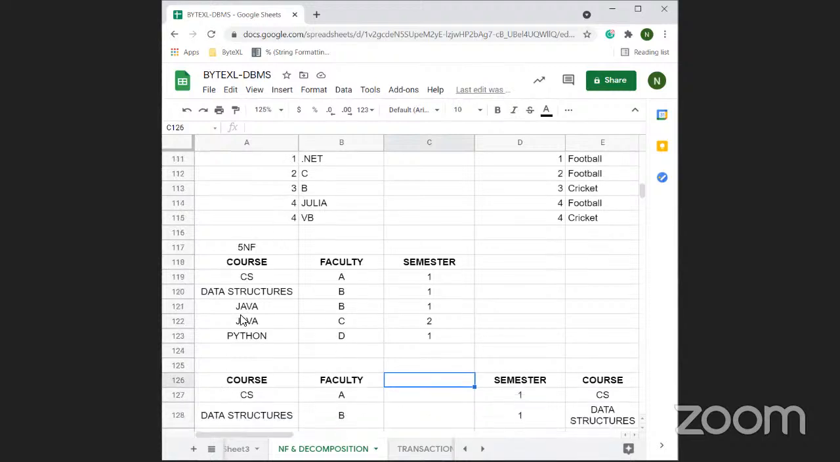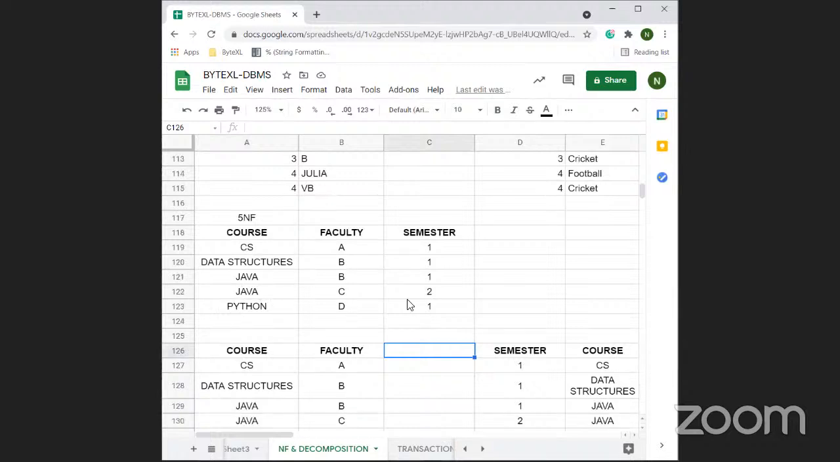Coming to 5NF, again it is similar to BCNF, but the difference is that a faculty will not always teach the same subject. A faculty will not always go to the same semester. From time to time, there is a very high chance that these details will be changed. Then this table will become useless. We can't even create a copy of this table and change the details there. It is also useless.